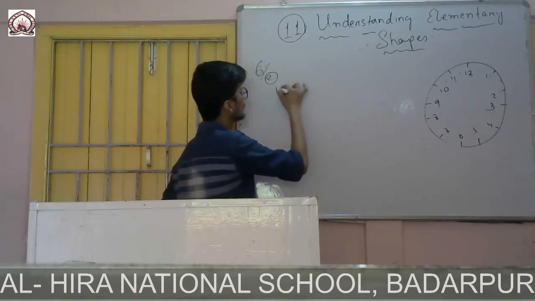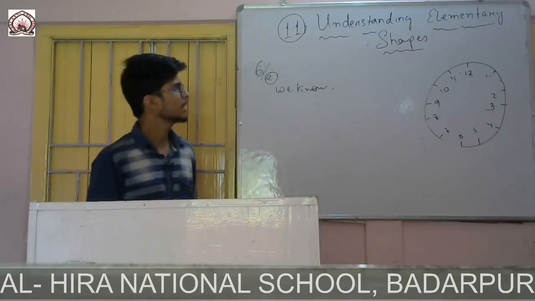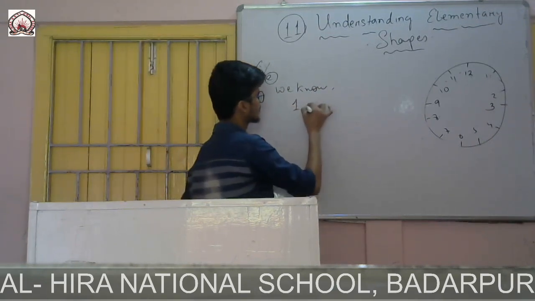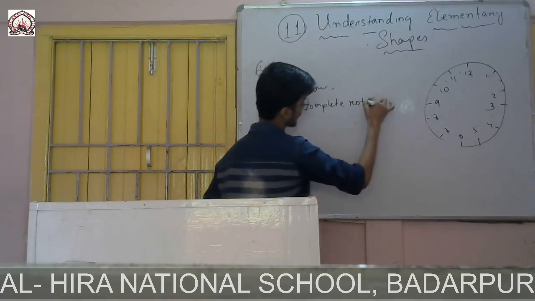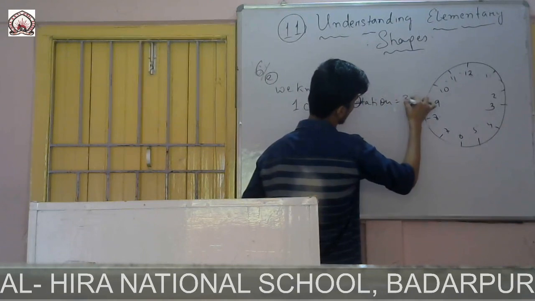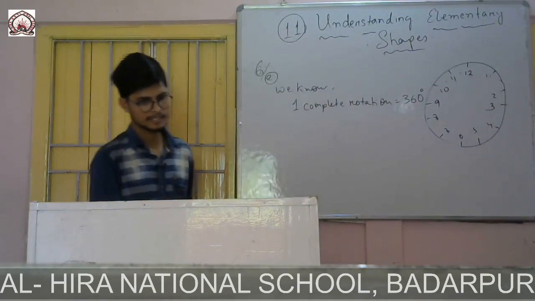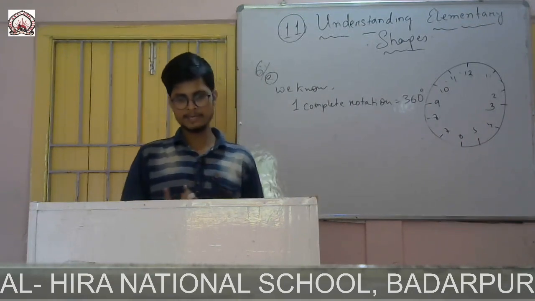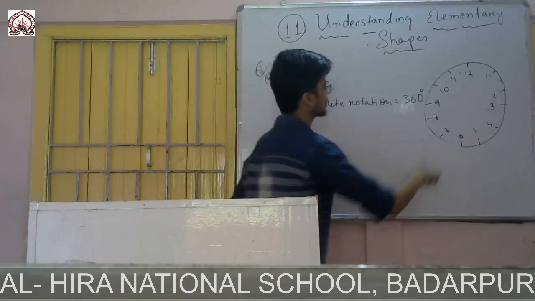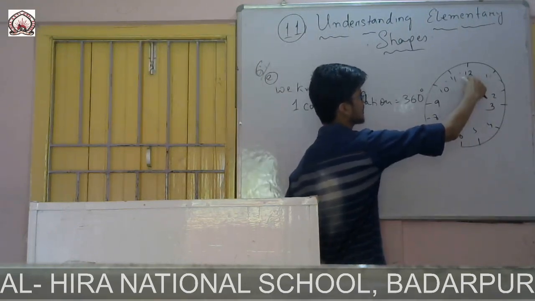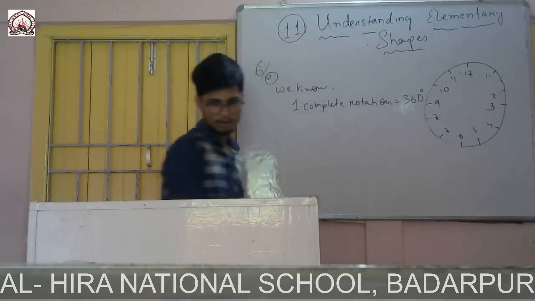So you write, we know one complete rotation is equal to 360 degree. That means in 60 minutes the minute hand of the clock turns how much? In 60 minutes the minute hand of the clock gives one revolution. That means it covers 360 degree. Minute hand of the clock.